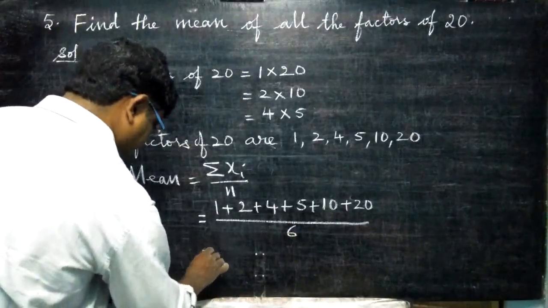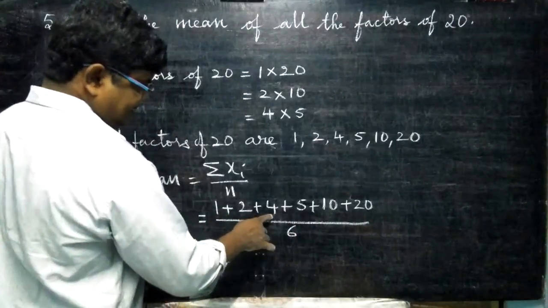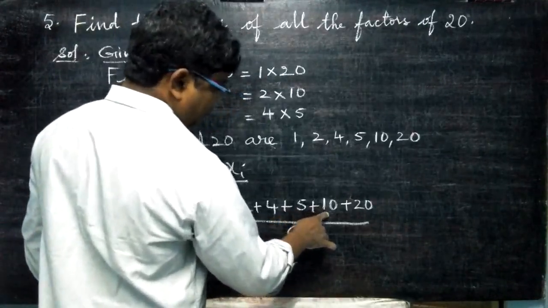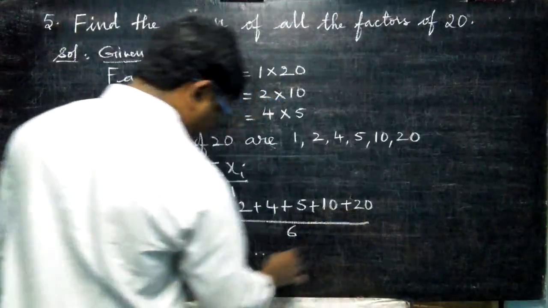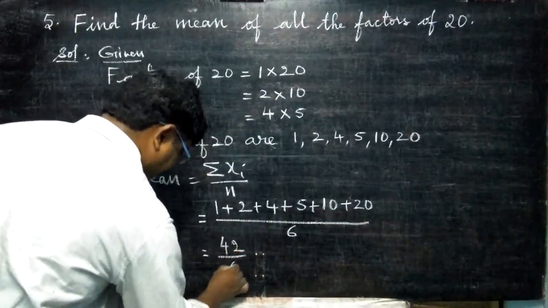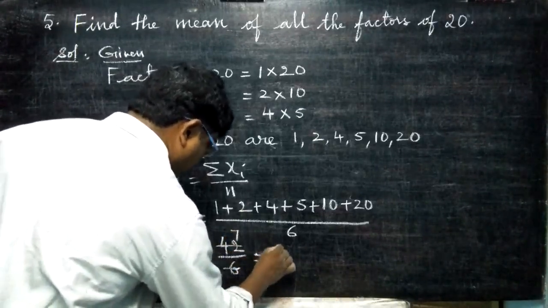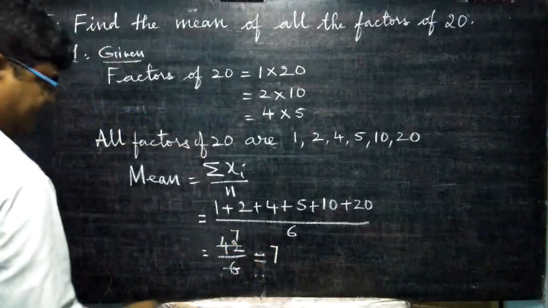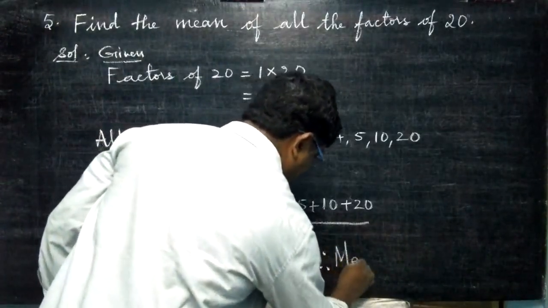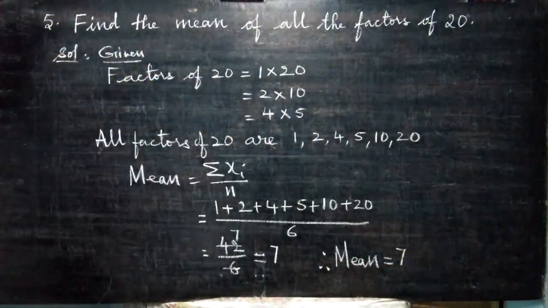That is equal to 1 plus 2 is 3. 3 plus 4 is 7. 7 plus 5 is 12. 12 plus 10 is 22. 22 plus 20 is 42. 42 by 6. 6 how many times goes? 7 times. So how much answer did you get? 7. Therefore, mean is equal to 7. They told us to find the mean. Mean is equal to 7.